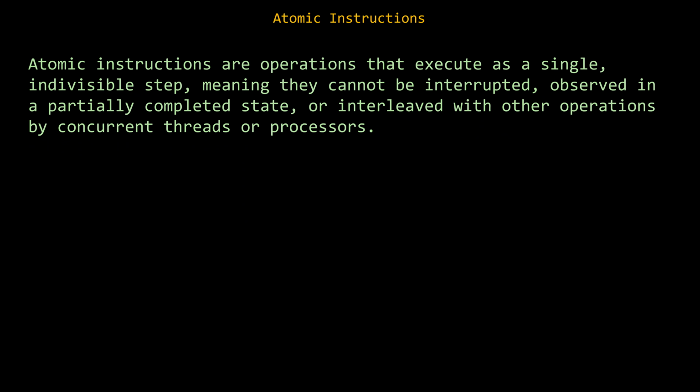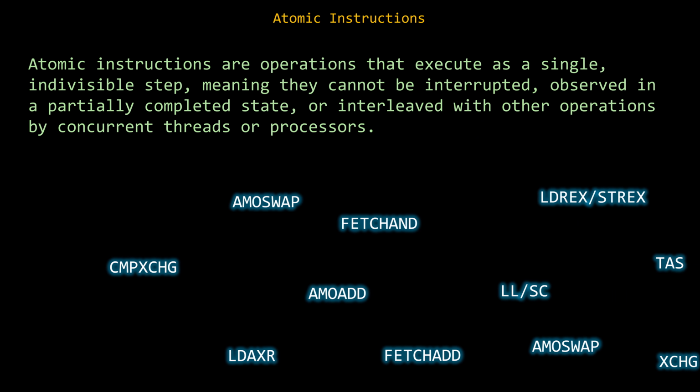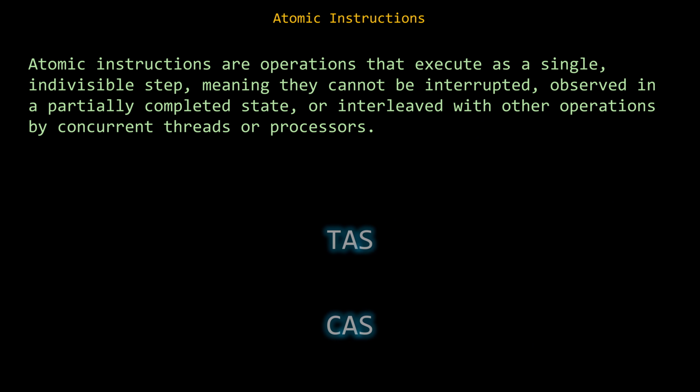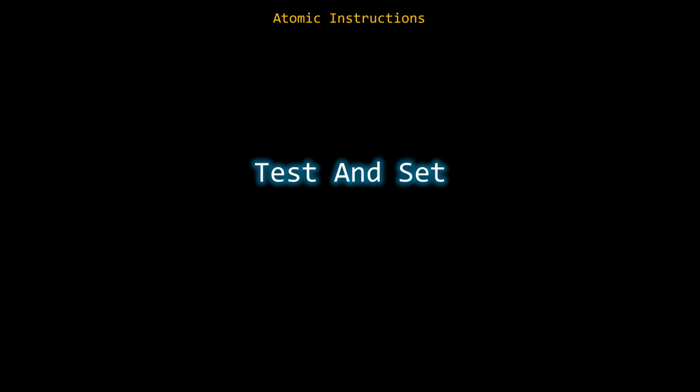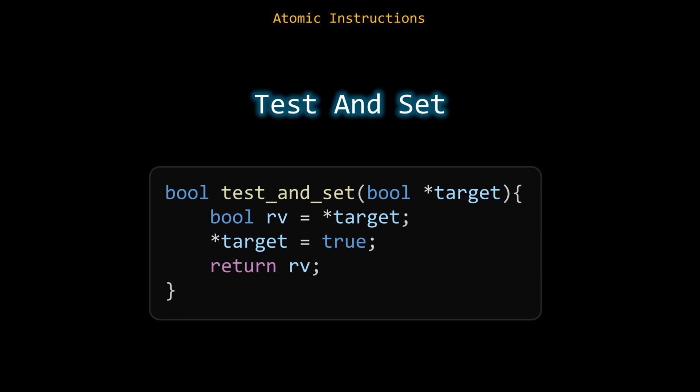If you look across different architectures, you'll find several of these instructions, but two of the most common are test and set and compare and swap. Trying to explain them purely in words is a bit awkward, so it's much clearer to look at them as if they were normal functions. The test and set operation, for instance, works like this. It takes the address of a Boolean, reads its value, sets it to true, and returns the original value.